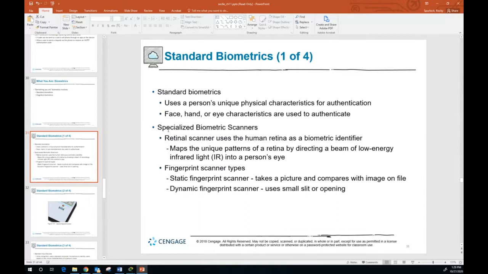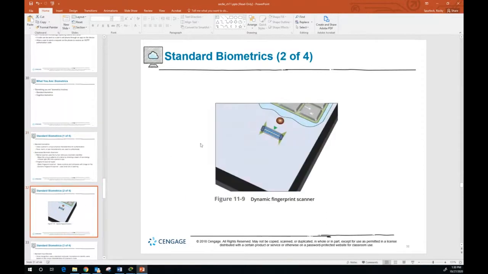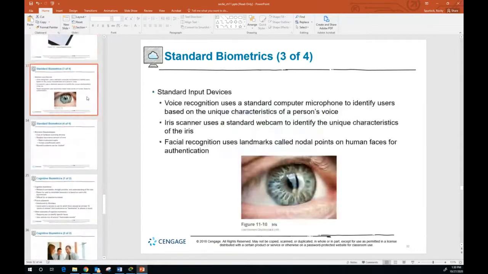The way these work, the retinal scanner uses a human retina as a biometric identifier, and it maps the unique patterns in a person's eye using low beam energy infrared lights. Fingerprint scanners, you got two types of those. You got the static fingerprint scanner, which takes a picture and compares the image on file. The dynamic fingerprint scanner uses a small slit or opening. We see an example of a dynamic fingerprint scanner.